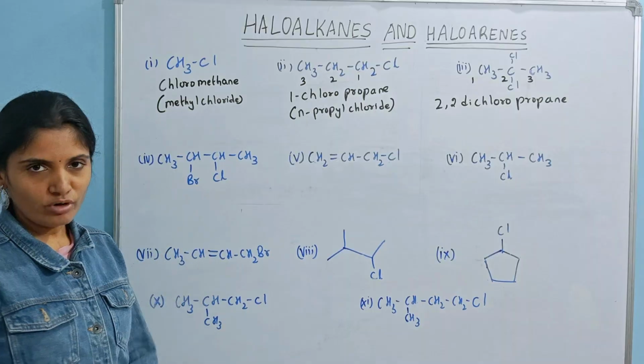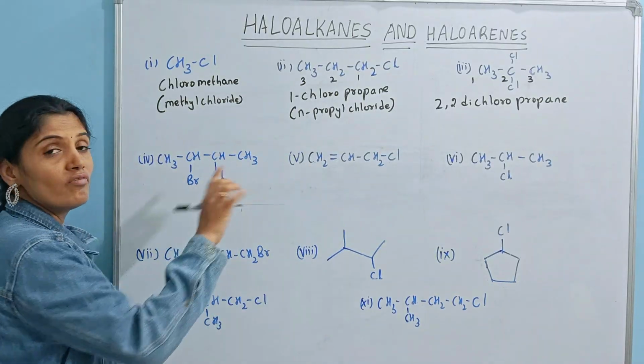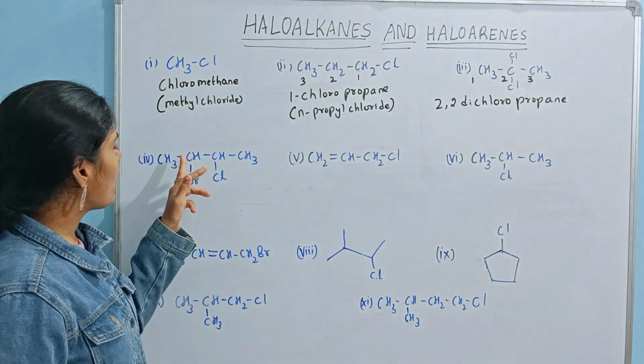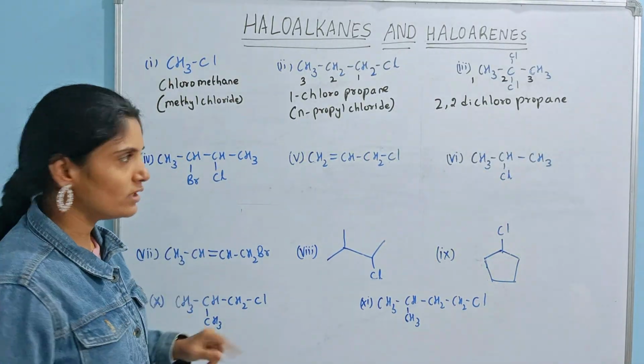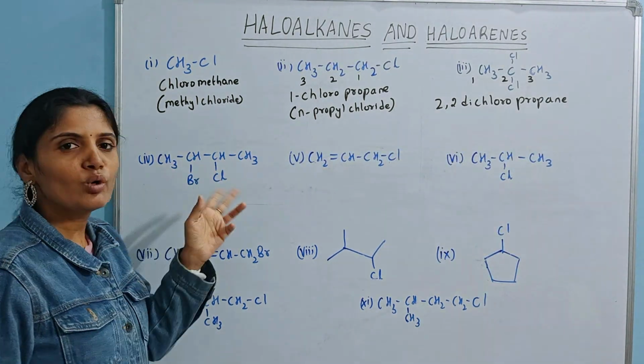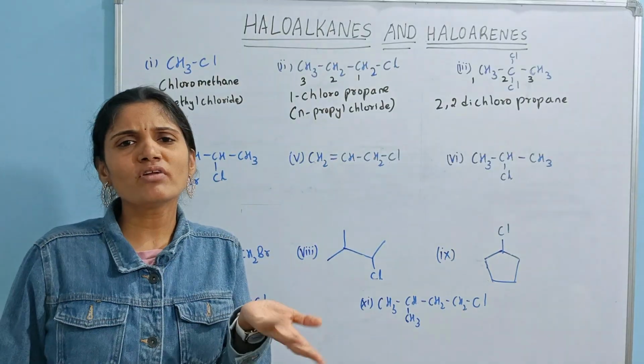When you come to this compound, if I number from the left side, 1, 2, 3, 4, my carbons holding halogens will get numbers 2 and 3. If I number from the right side, even then the carbons holding halogens will get numbers 2 and 3. As such, there is no preference here.